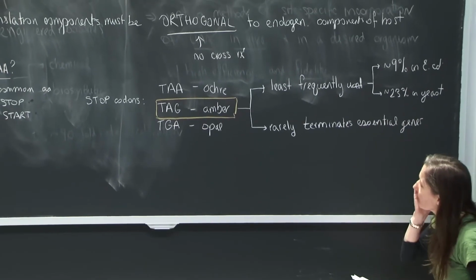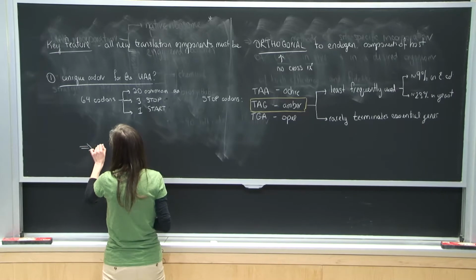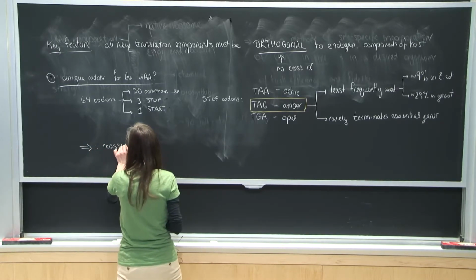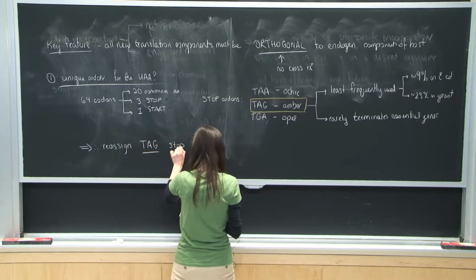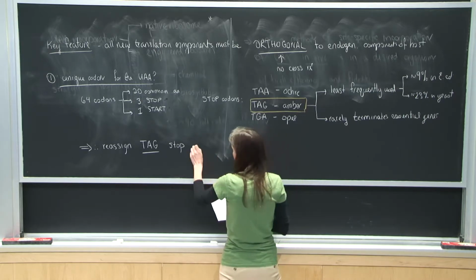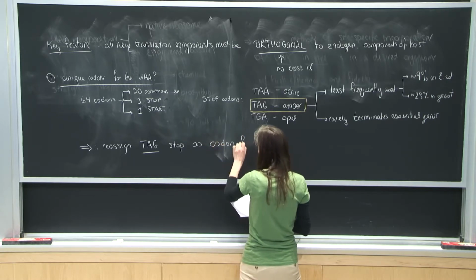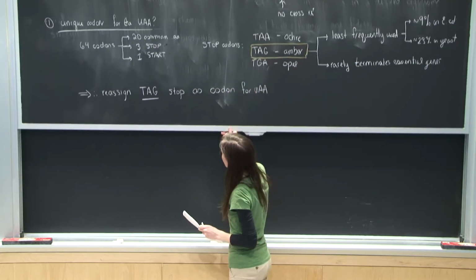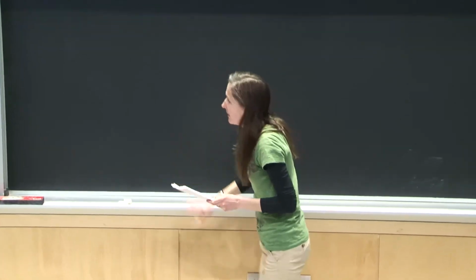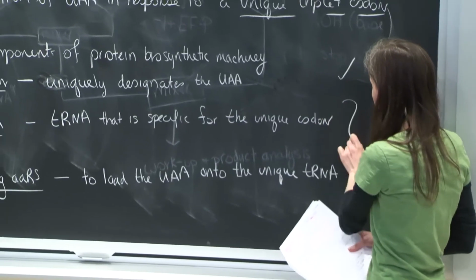Okay, so based on this, it was decided to reassign TAG as the codon for the unnatural amino acid. Okay, so we've gotten through to here. So the question is now, what about requirements 2 and 3?